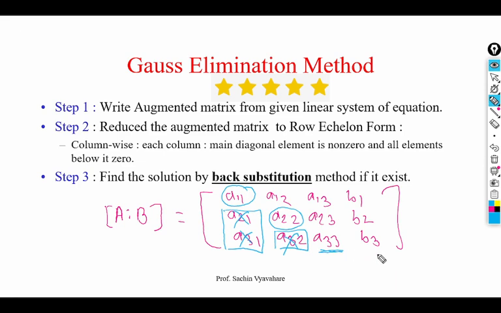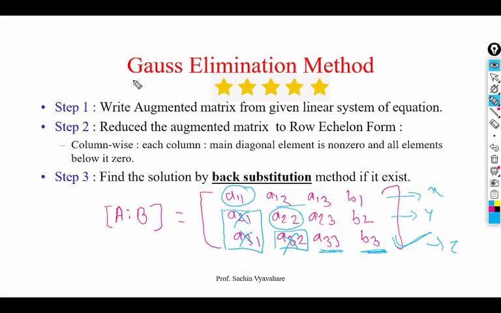Then the last equation will give the value of z first, provided this is non-zero. We substitute that value of z in the second last equation and we get the value of y. First we get z, then y, and then x, and that is known as the back substitution method. We'll learn this in detail with examples. In the next session, we'll see the examples and it becomes more clear.